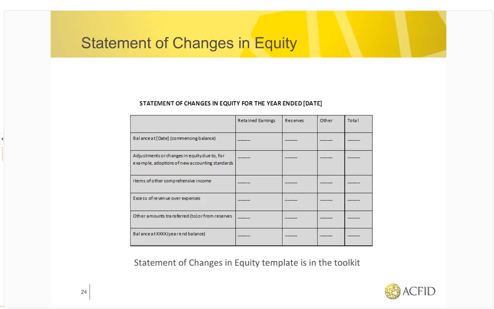This one doesn't have to be slavishly followed. There's a bit more flexibility around this, but we'd probably be looking for the same elements, just using whatever format suits your organisation the best. And as I say, there's more guidance in the toolkit about this, but this is what typically a statement of changes in equity would look like. It's really just tracking the movement around retained earnings, reserves, and the equity part of the balance sheet, and what's going in, what's going out.